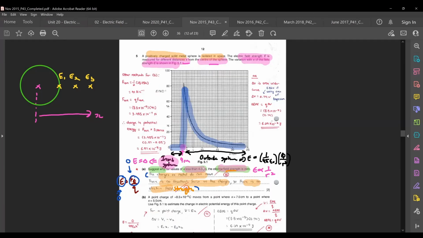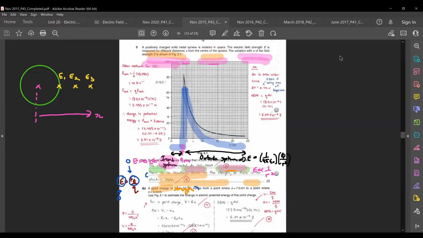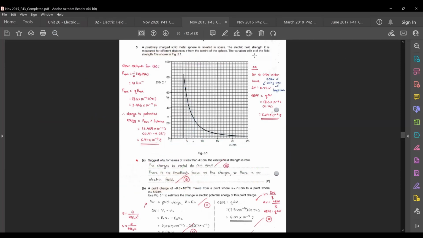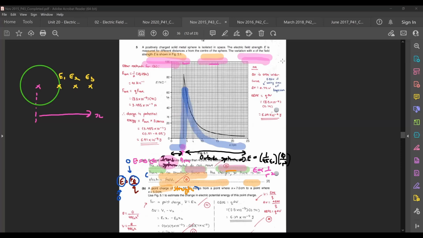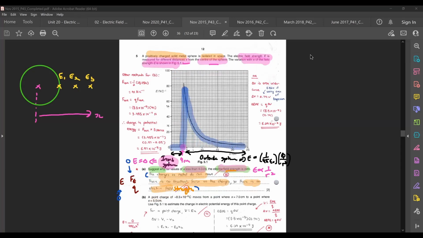So back to the question at hand. Now, part B is a bit different from the rest of the questions that you've done so far. If you look a bit downwards to part B, let me go back up here. You have a point charge of 8.5 times 10 power minus 9 coulomb that moves from a point where x is 7 centimeter to a point where x is 5 centimeter. Use the figure to estimate the change in electric potential energy of this point charge. Let me fill up everything here now.